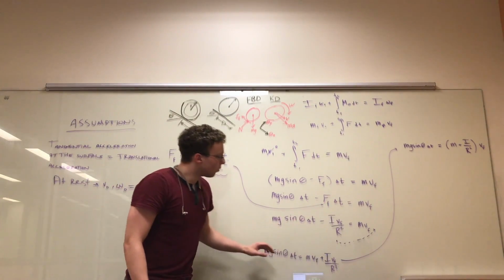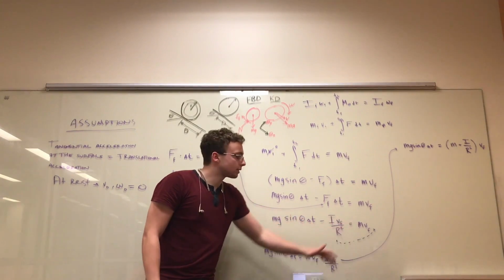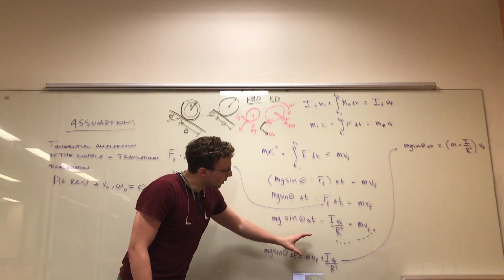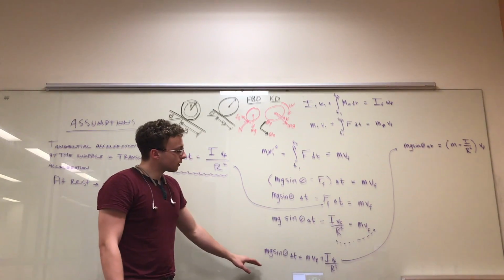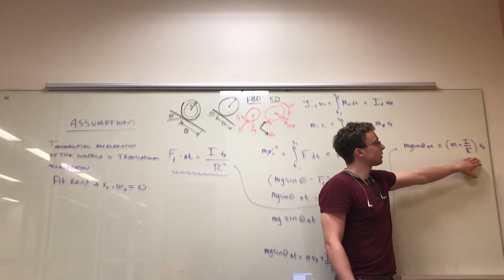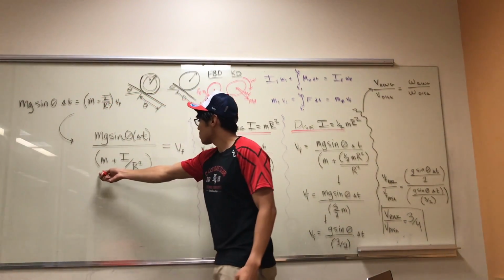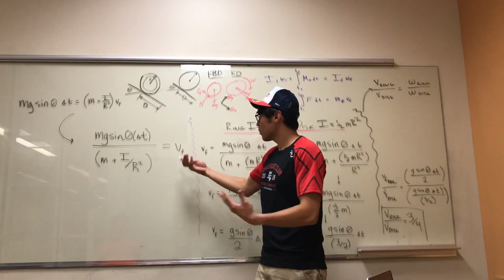When we do that, we get mg sine theta delta t minus I v_f over r squared equals mass times velocity final. We isolate this mg sine theta times delta t, and we factor out that velocity final. We divide this side of the equation by everything in here, which is presented here. Now we have an equation for velocity final.